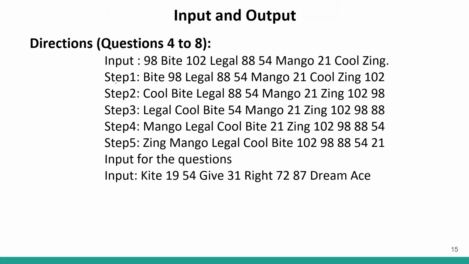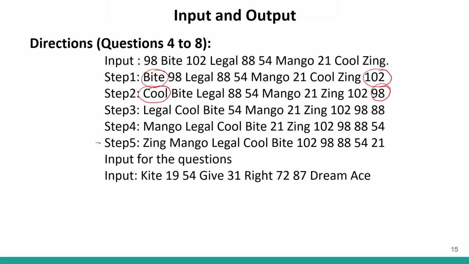Now let us look at step 1. We have byte 98. So this word is additional. This has changed position: 98 legal 88 54 mango 21 cool zinc, and here we have introduced a number. Here we have introduced a number, and here we have introduced a word. If I move to step 2, here I can see a word being introduced, and here again I can see a number being introduced. Now, is there a pattern?